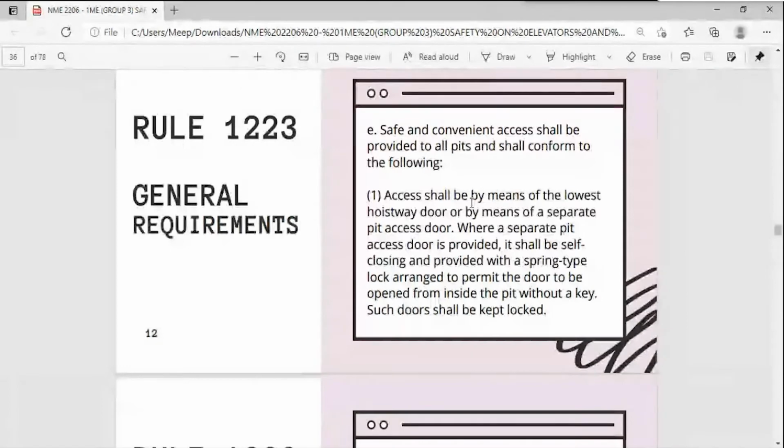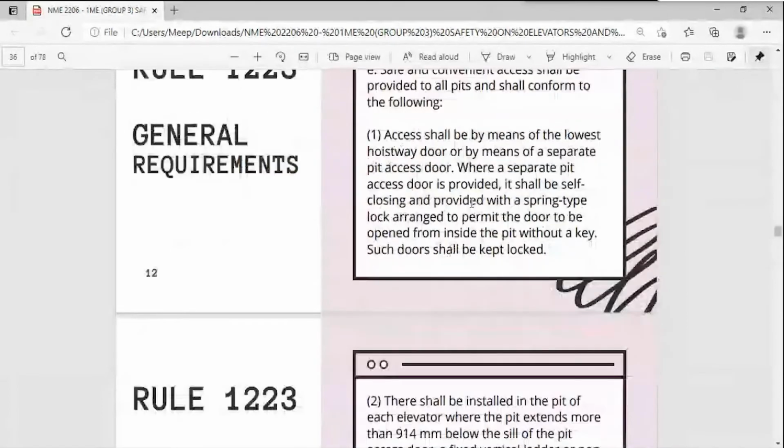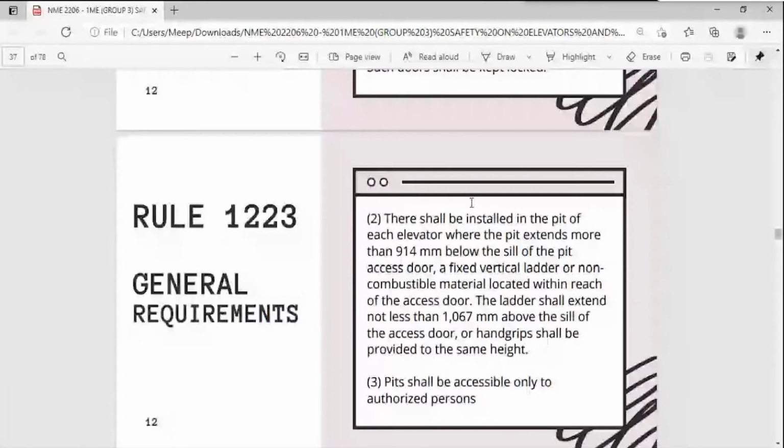Kumbaga, lahat po ng hoistway doors ay nakaiwalay sa mga pit access door where kailangan self-closing and provided with a spring-type lock para po kung sakaling magkaroon po ng problema, di po madali siyang mabuksan, di po siya madaling ma-open agad.